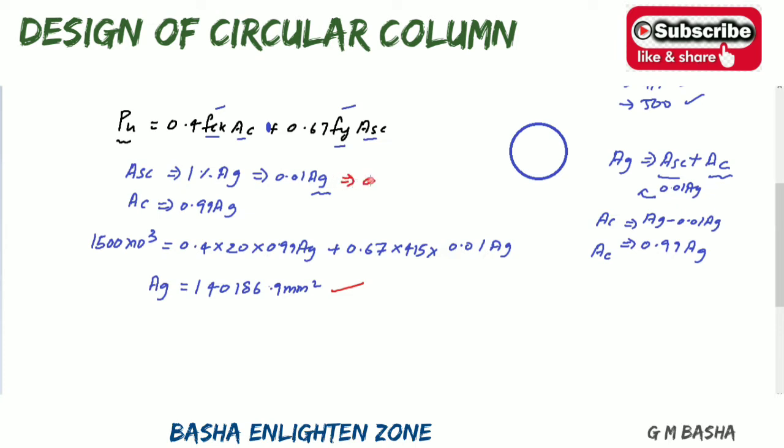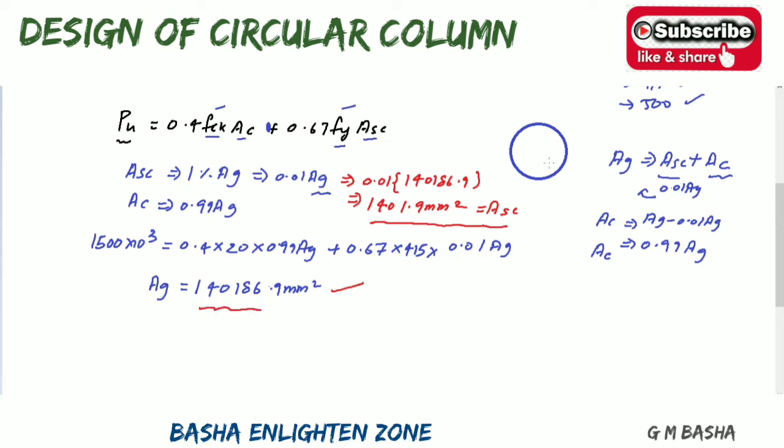After obtaining this value, whatever you assumed for the area of the steel, you just multiply that, 0.01 into 140186.9. So how much will you get for the area of the steel? If you simplify that, the area of the steel will be equal to 1401.9 mm square. This is your area of the steel. Okay, then go to the next part. So this is the overall cross sectional area of the particular column.